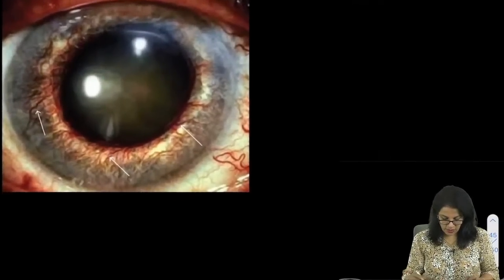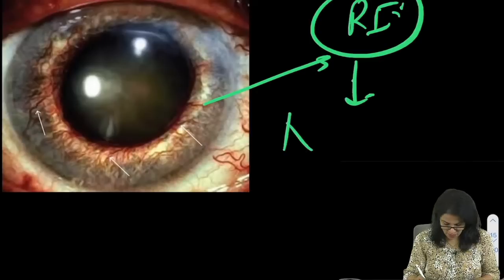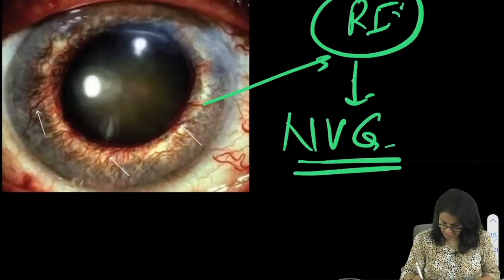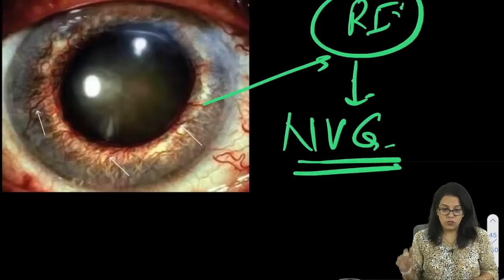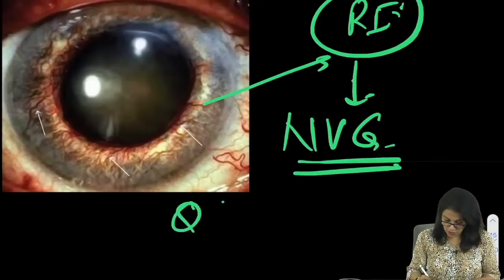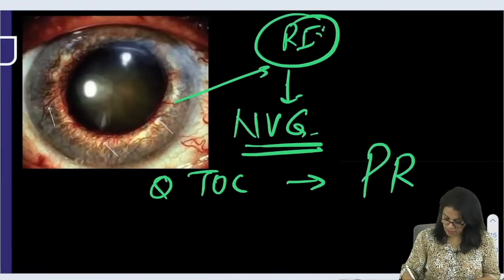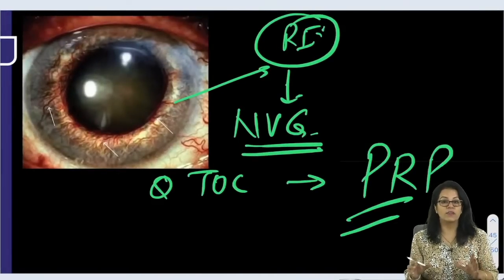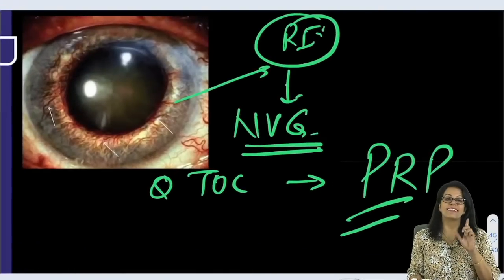What are you looking at now? This is your rubeosis iridis, which can lead to what type of glaucoma? Neovascular glaucoma. Okay. So rubeosis iridis is leading to neovascular glaucoma. Okay. So neovascular glaucoma exam question, what is the treatment of choice? We will answer PRP. Okay. Pan-retinal photocoagulation. So that is the question around neovascular glaucoma. Always answer pan-retinal photocoagulation.